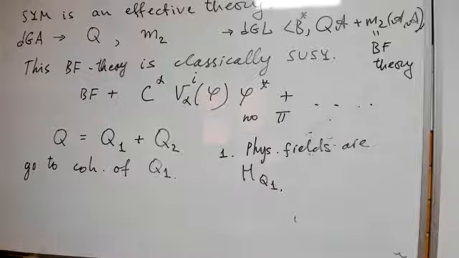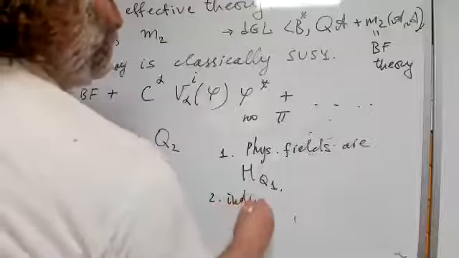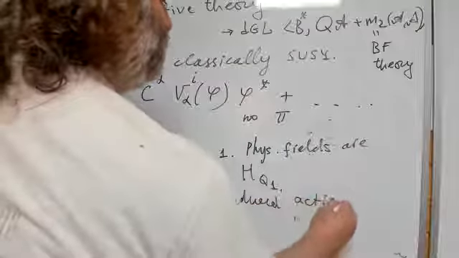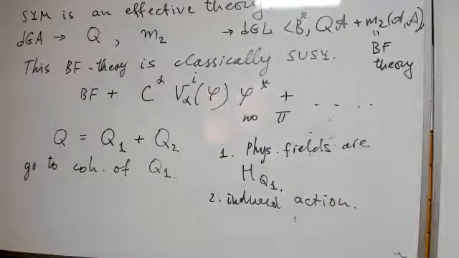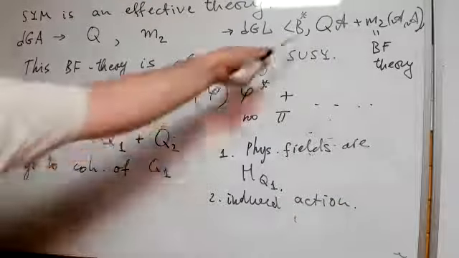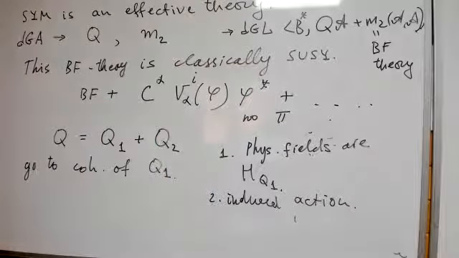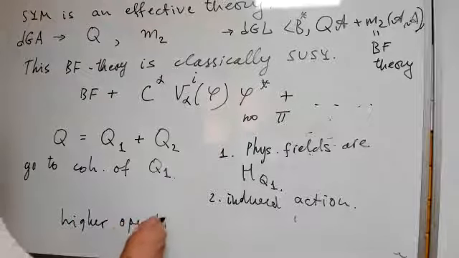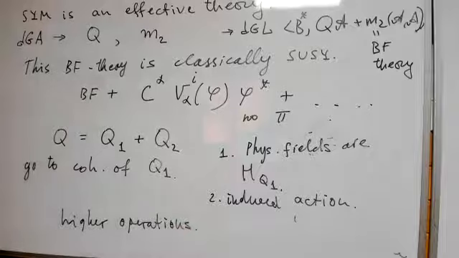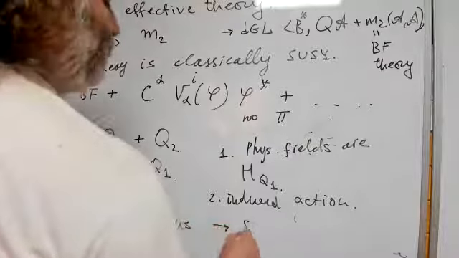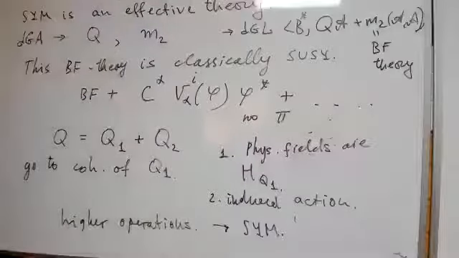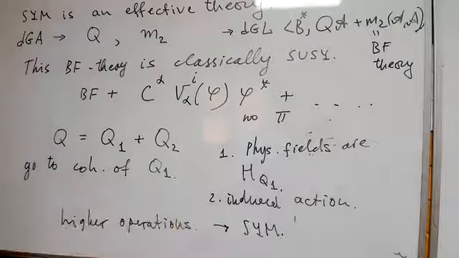So we will have an induced action. And this induced action would not be of the BF form. There will be higher operations. And that's why it will be super Yang-Mills. Because as we know, super Yang-Mills also has a quartic term. So it's not of this form.